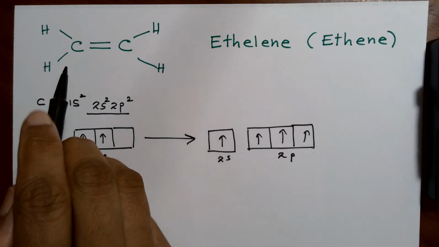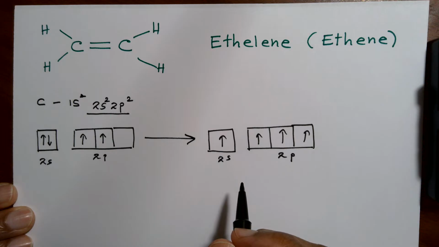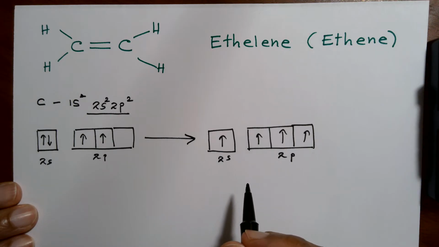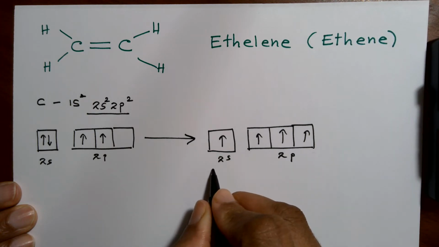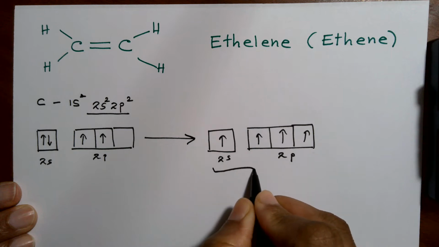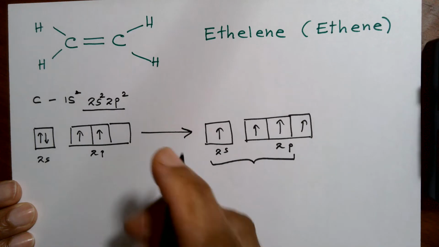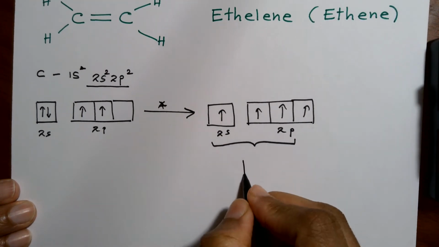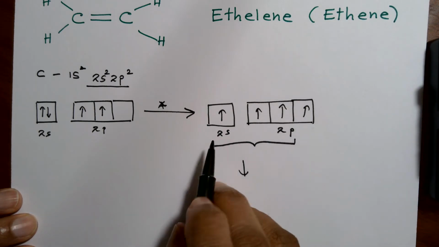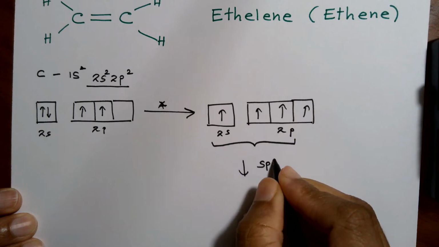Now there are 3 bonds around one carbon. 3 bonds means we need to make 3 hybridized orbitals. So how can we make 3 hybridized orbitals? We need 1 s and 2 p orbitals. So let's mix the s and only 2 p orbitals together to make hybridized orbitals. Then the hybridization is s and p, sp2 hybridization, sp2.